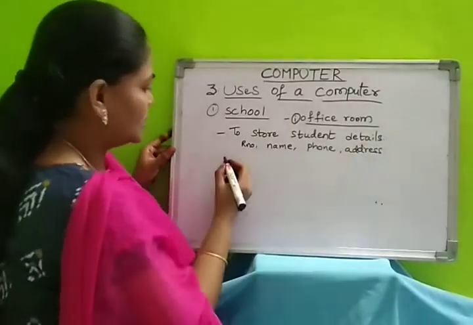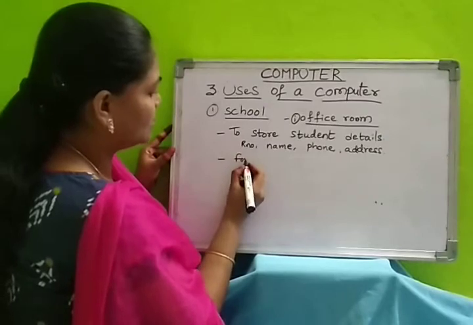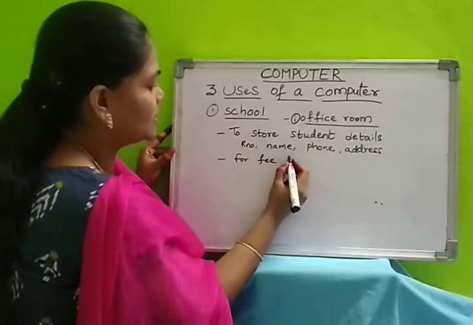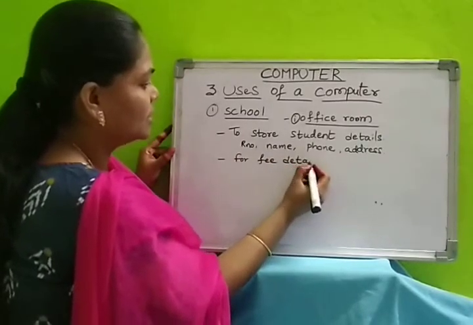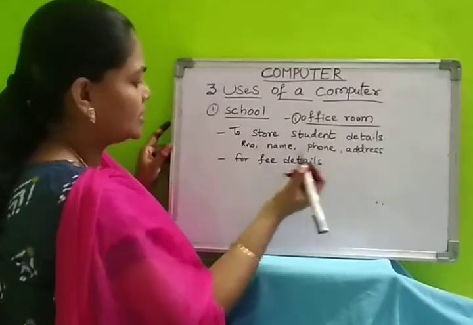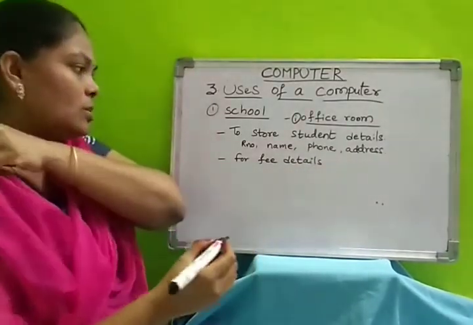And next for fee details also. To store fee details. How much we have to pay, how much we left, how much is the balance, all those to store that also we use.